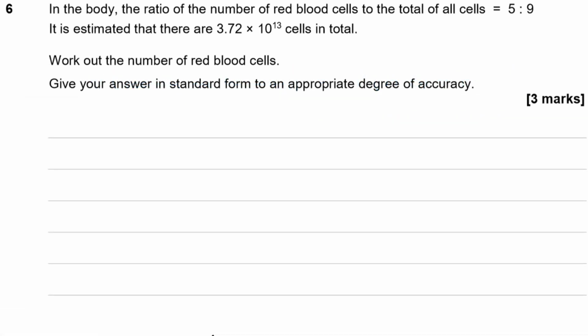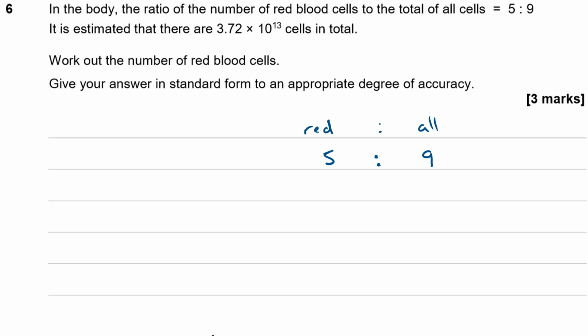Question 6. In the body, the ratio of the number of red blood cells to the total of all cells is 5 to 9. It is estimated that there are 3.72 times 10 to the 13 cells in total. Work out the number of red blood cells. Give your answer in standard form to an appropriate degree of accuracy. Okay, so we've been given the ratio of red blood cells to total cells. So red blood cells to all cells is in the ratio of 5 to 9.